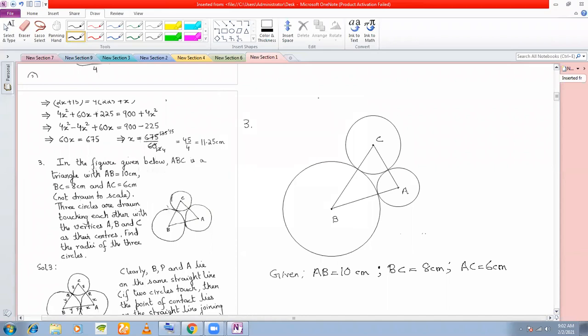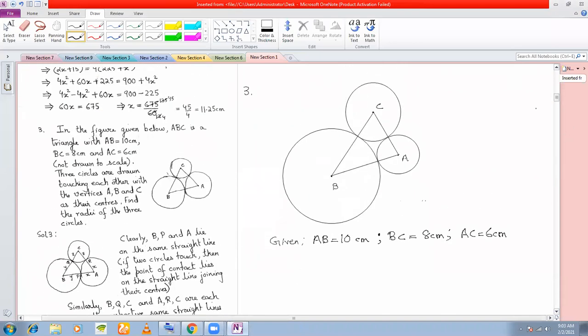Sir, because it's making 90 degrees. So 10, 8, 6 is a Pythagoras triplet. Yes, exactly. If you see the sides, BC is 8, AC is 6, and AB is 10. So you know that 6, 8, 10 is a Pythagorean triplet. In class 8, you have done Pythagorean triplet. In class 9, also, I explained this. So, from the converse of Pythagoras theorem, you can say this is a right angle triangle.